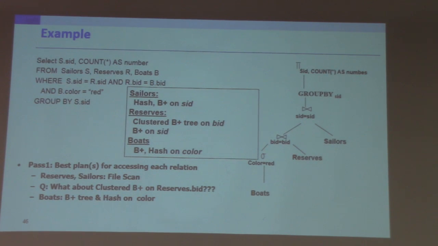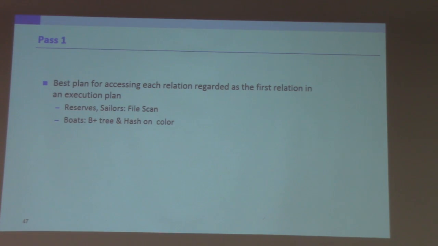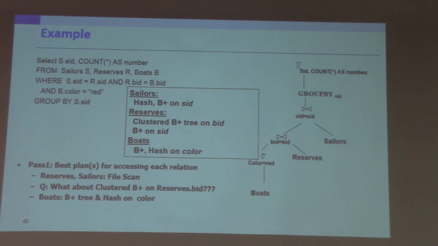Actually, in this particular example, a clustered index on color doesn't really help you. What you really need is maybe an unclustered index on color. However, the records in that B+ tree are sorted by boat ID. Then using that B+ tree to retrieve those boat records is still very useful for you because the output is sorted by boat ID. That will potentially facilitate answering this join query. That's why it's considered an interesting order.